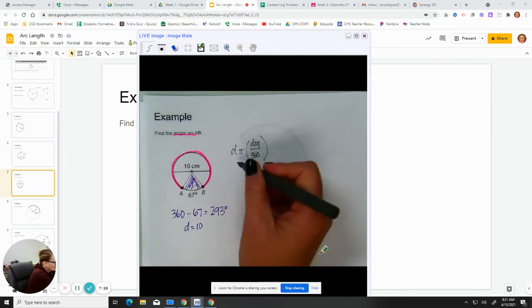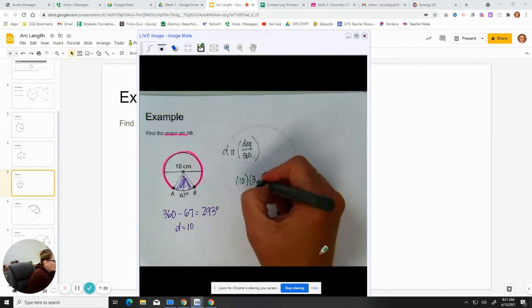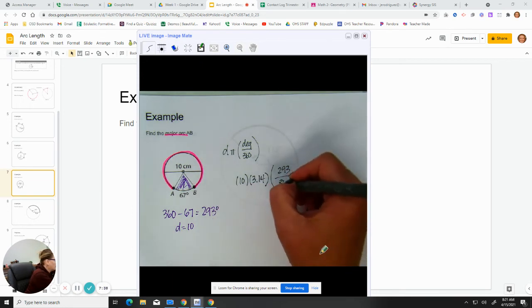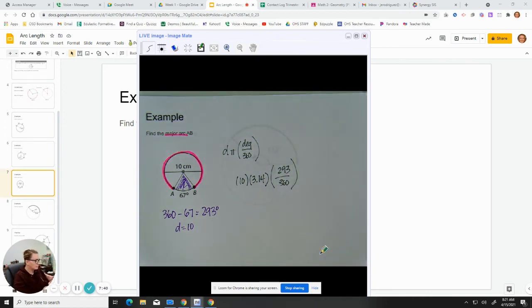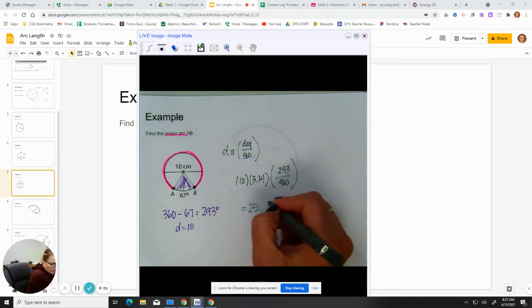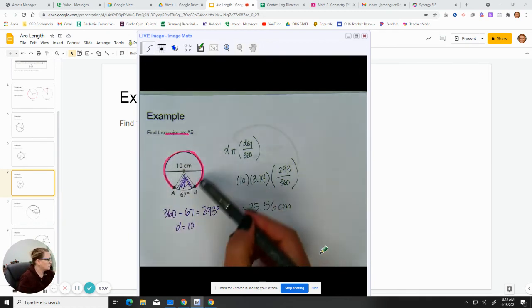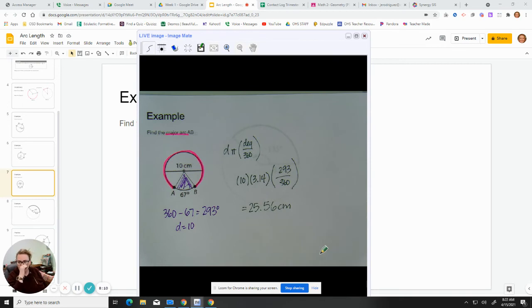So we're going to replace diameter with 10, 3.14 for pi, and degrees is going to now be this 293 over 360, okay? Because it's asking us for the part of the circle that was not listed. That's why we subtract from 360. So now again, it's just a calculator problem. 293 divided by 360, and you end up getting 25.56, and it would be centimeters. So this much of the circle is 25.56.